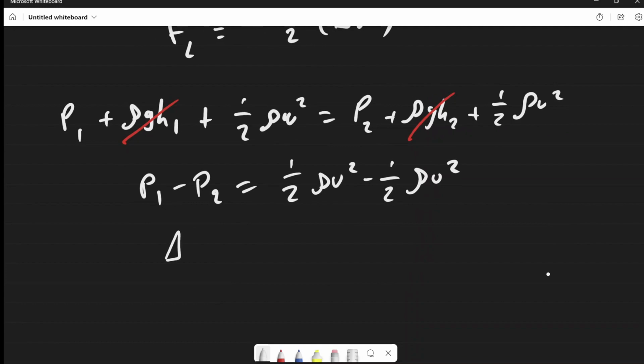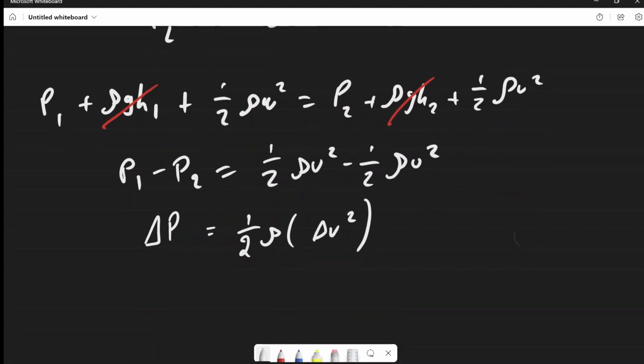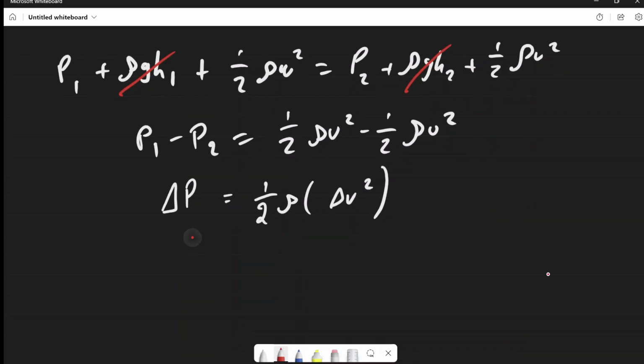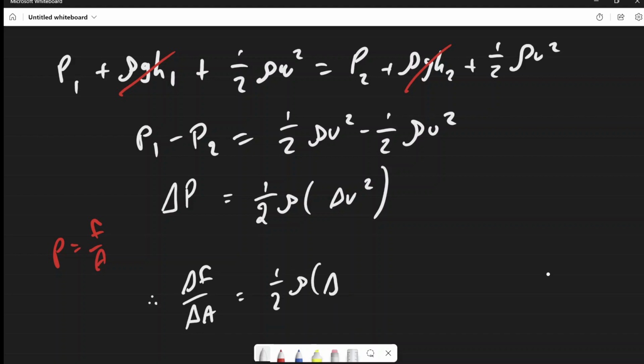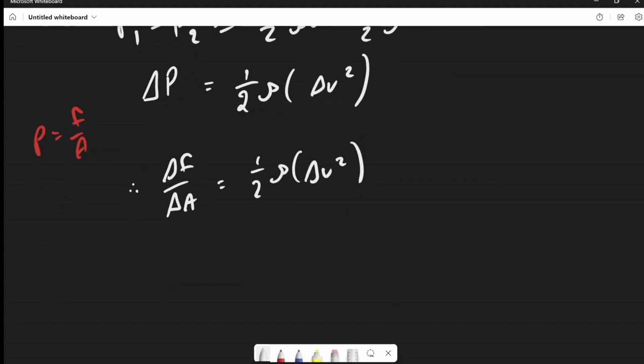So p1 minus p2 is just the change in pressure, and this is 1/2 times rho times the change in velocity squared. Now remember that pressure is force divided by area. So the change in force over the change in area is 1/2 rho times the change in velocity squared. Now the area is constant, so that'll just be A.